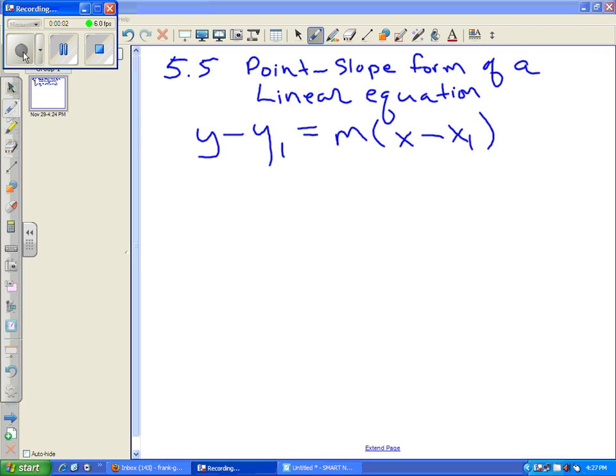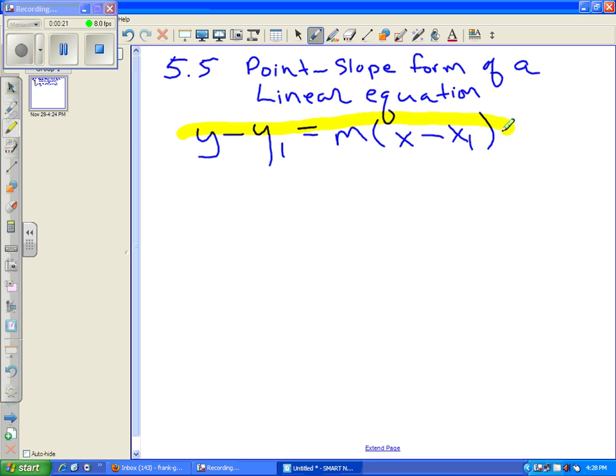Okay, this is lesson 5.5. Remember, you don't have to do, oh, sorry, it's not 5. Yeah, it is 5.5. You don't have to do 5.4. 5.5 is the point-slope form of a linear equation. And right here, I'm going to highlight right now, this is called the point-slope form.